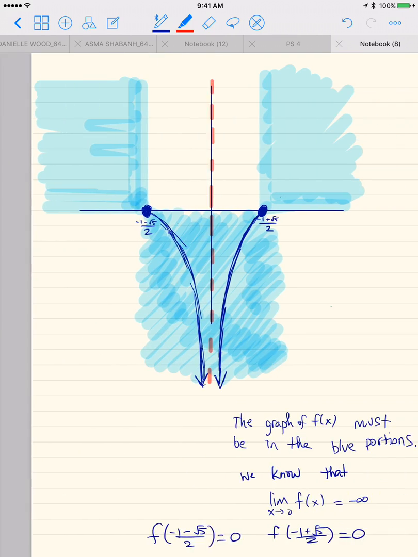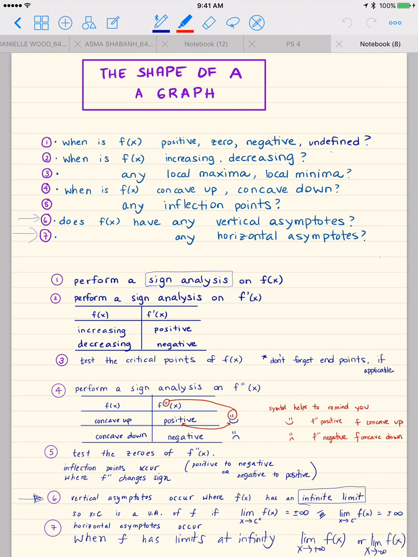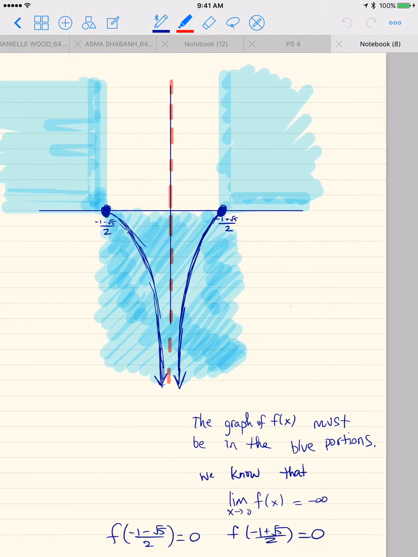Now let's look at the horizontal asymptote. So remember, for horizontal asymptote, this is number 7. Horizontal asymptotes come from looking at the limits at infinity. So we need to look at the limit as x goes to plus infinity and the limit as x goes to minus infinity of f of x. So let's look at horizontal asymptotes.